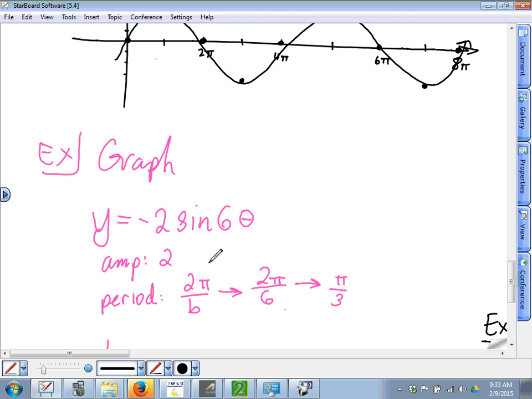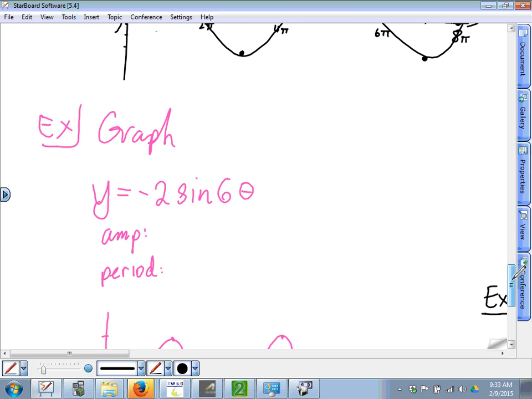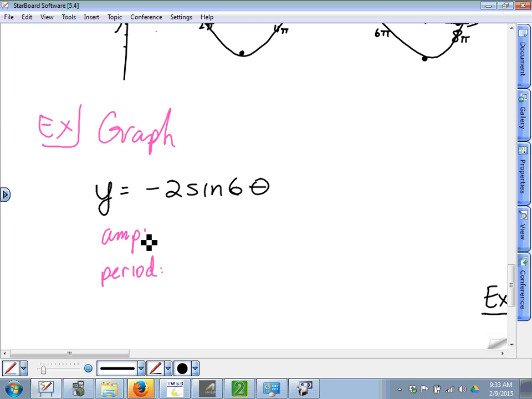Whoa. I don't know where the purple came from. I'm not digging the purple here, so maybe 2 sine 60. There we go.